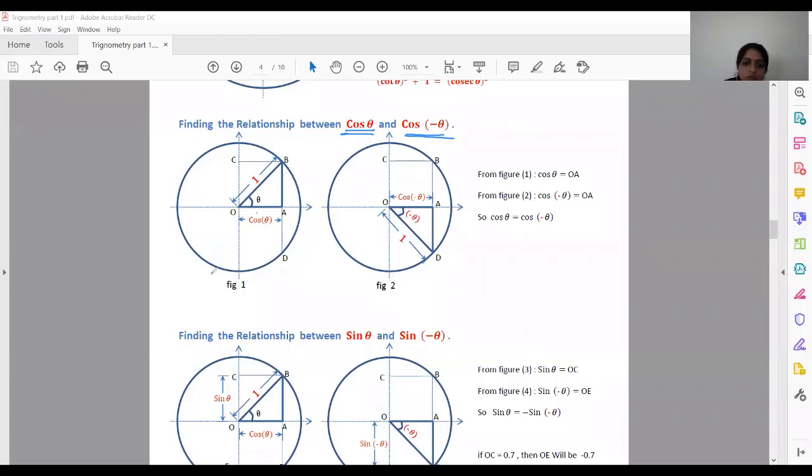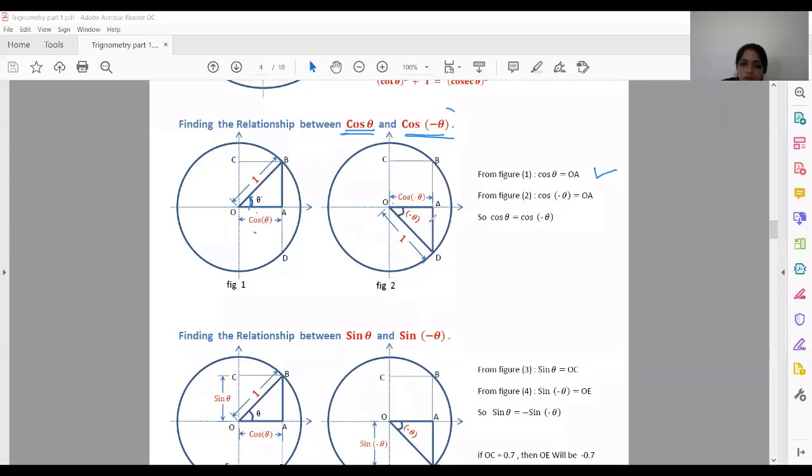So from figure 1, what is the value of cos theta? From figure 1, we can say that cos theta is equal to OA, which you all know. But what about cos minus theta? This is our positive theta, and this one is the negative theta. So we take this right angle triangle in the fourth quadrant. The value of this one is theta, this one is minus theta. The values are the same, but one is positive and the other is negative.